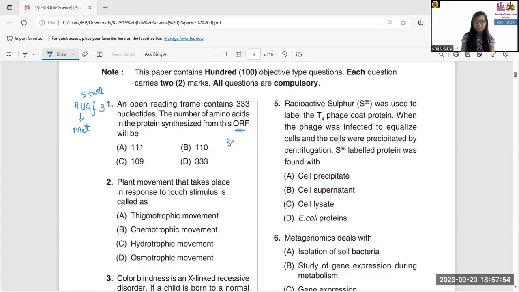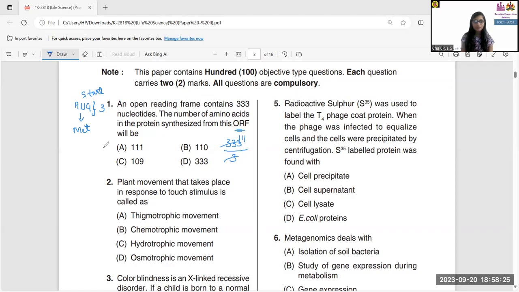Okay. So 333 nucleotides divided by 3. So this 3 represents what? This 3 represents the 3 nucleotides in a codon. Okay. So here, 333 divided by 3 gives 111. Okay, so don't rush. Here already the 111 option is there. But this 111 is not the correct answer. Why? Because in an open reading frame, a start codon is there as well as a stop codon is there.